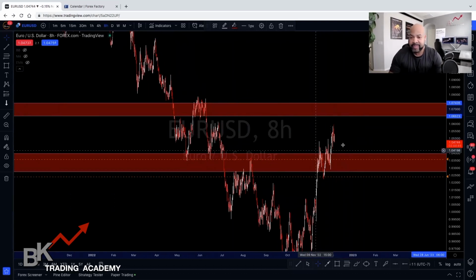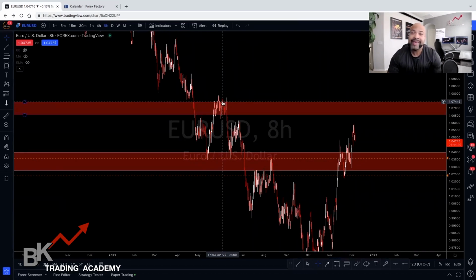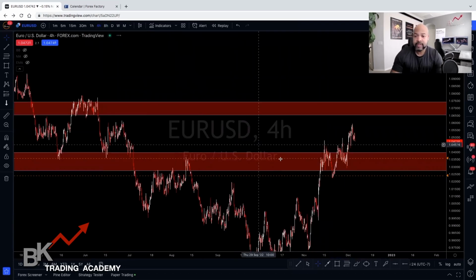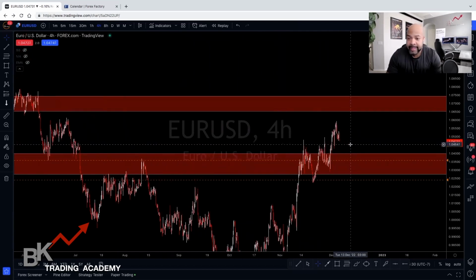So now that I know that this area is significant, in the short term, price can very well come back up to this area and repeat itself. We know that history likes to repeat itself. Okay. So now I'm going to drill down to the 4-hour to look at it a bit closer. All right. So now I'm on the 4-hour and let's see what price is doing.